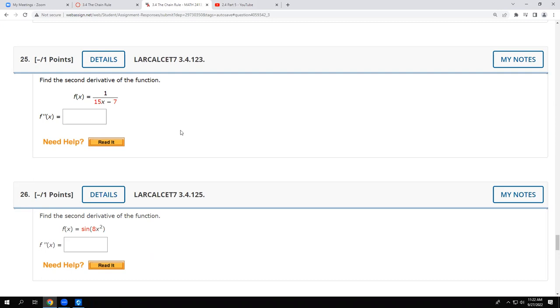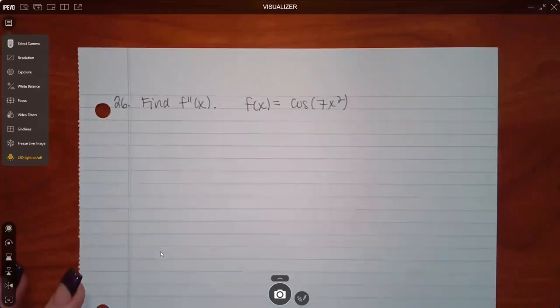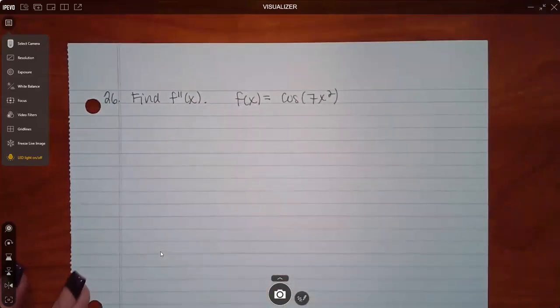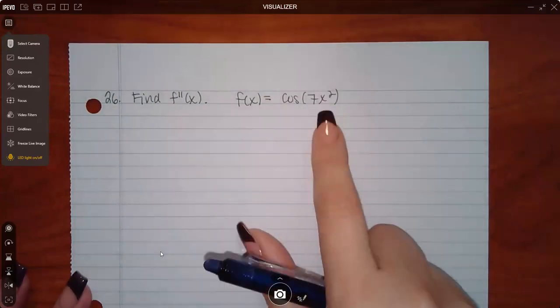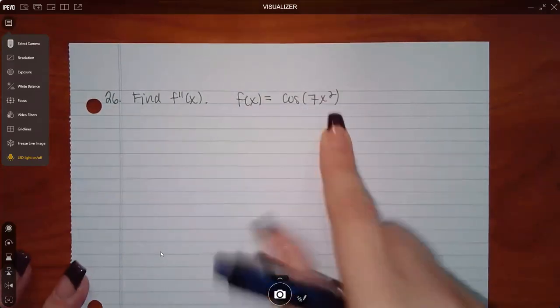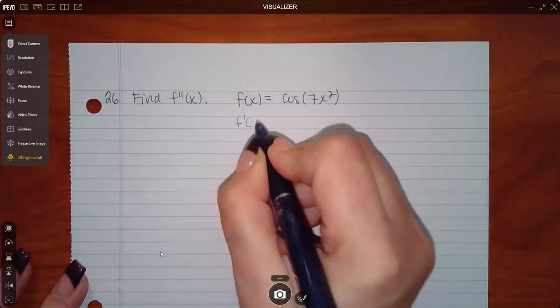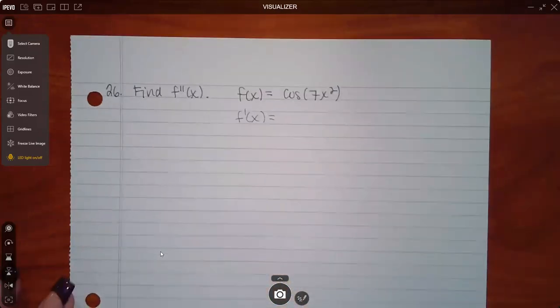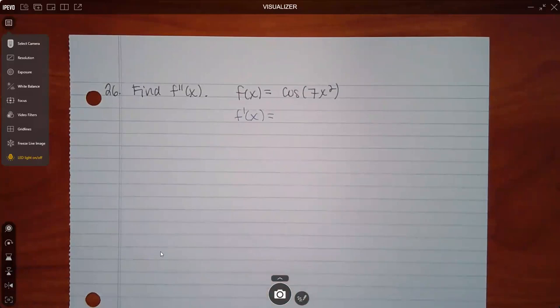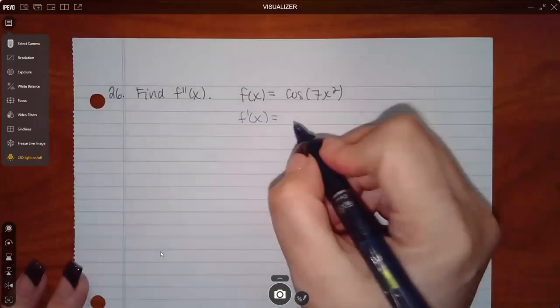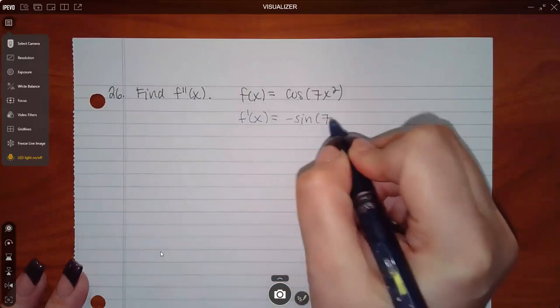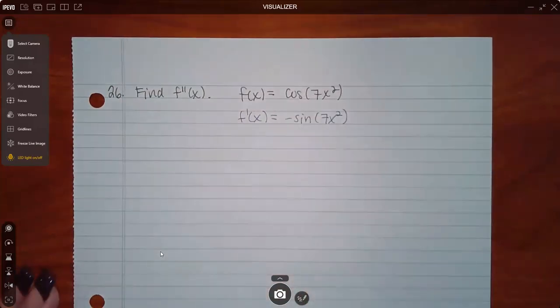I think I have 26. Yes, this will be the last one we do. It says find the second derivative. So I have my function. It's a little bit different. It's a different trig function, but it still has a monomial on the inside, like the other one. And if I were to find the first derivative, what is the derivative of cosine? Negative sine. Good. So it's negative sine, and the angle does not change, right? On that rule, you really want to put them side by side.